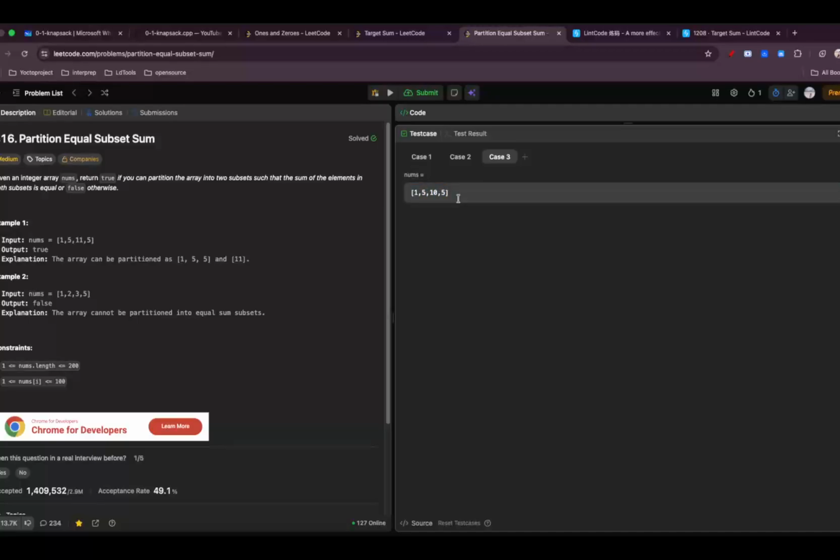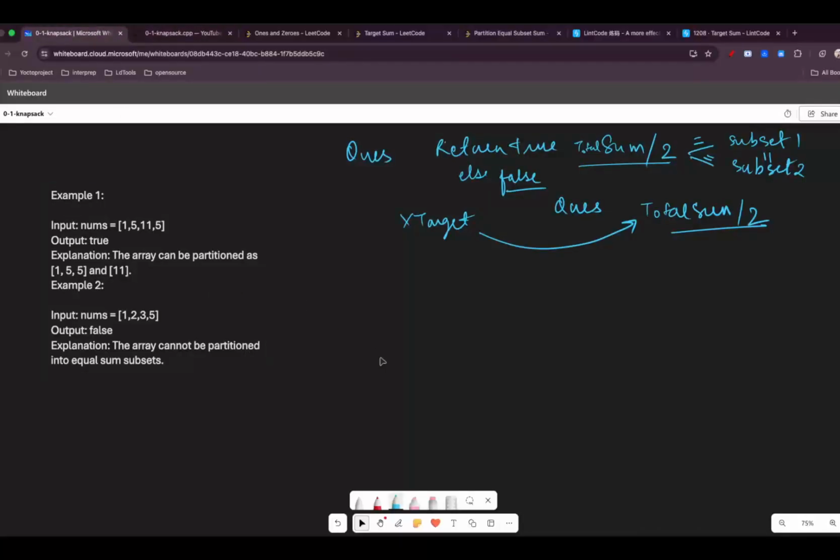That will be the thing. So we can't take it. We need to take all the elements and divide them into two subsets. So because of that, we need to use all the elements.